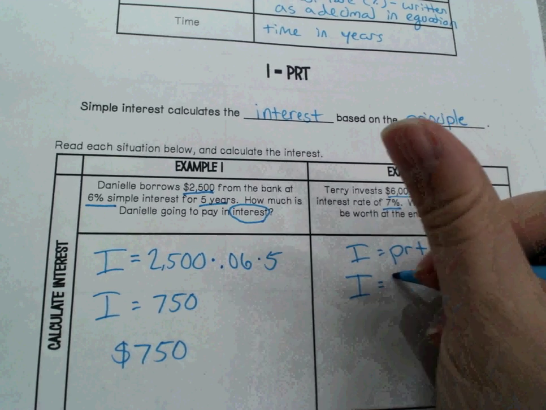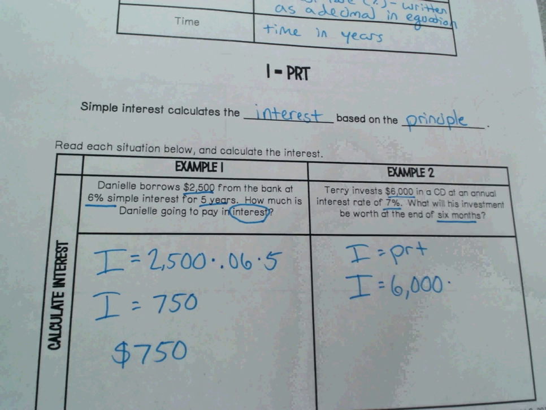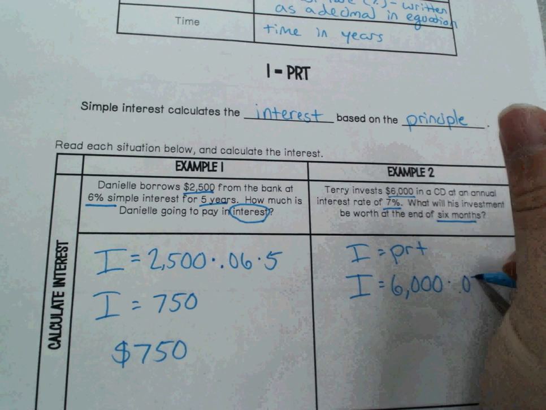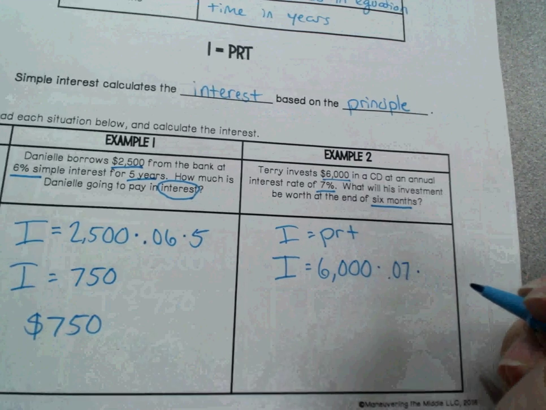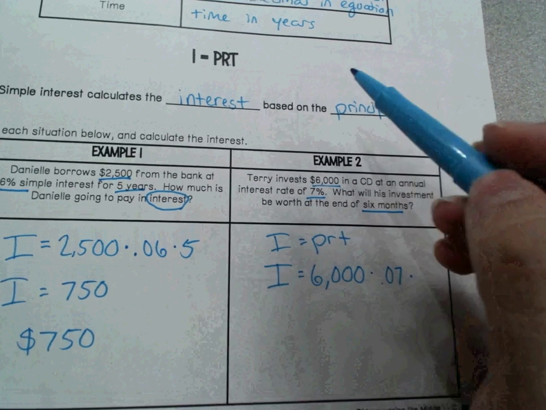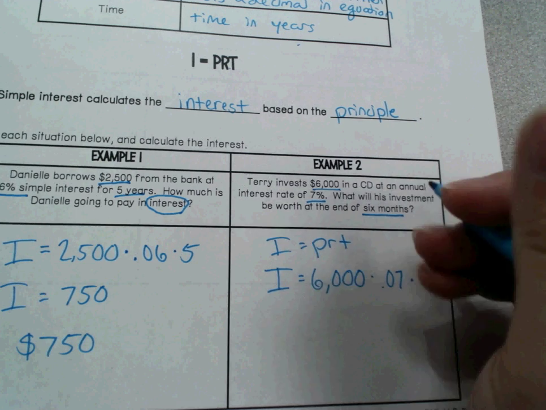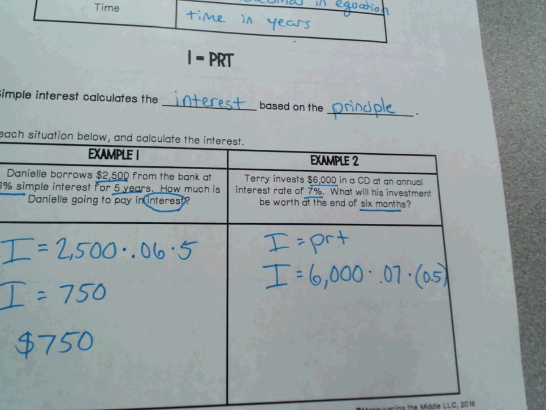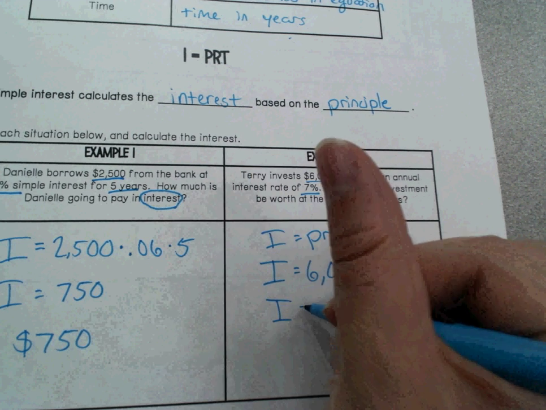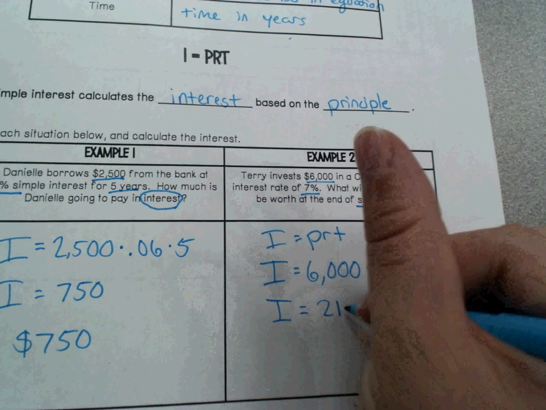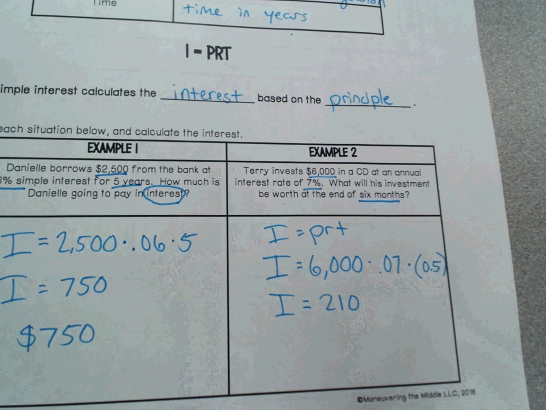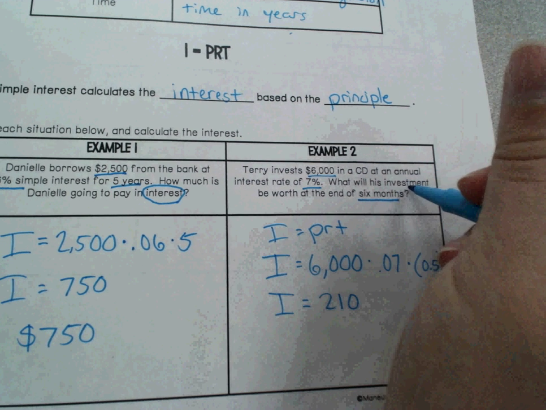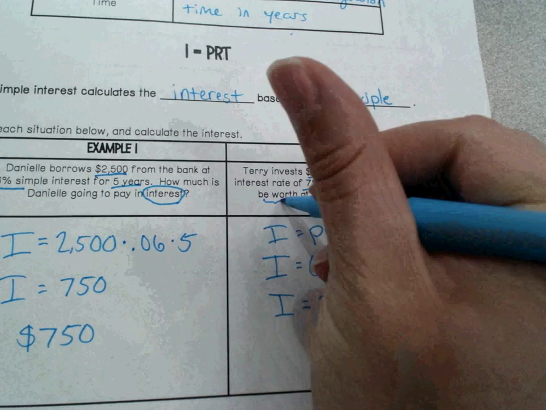P, the principal, how much it started at, is 6,000, times the rate, R, which is 7%, so 0.07 as a decimal, times the time. Remember, the time is always in years. That's important because in this case, 6 months is half a year, so we have to use 0.5. Then just go ahead and multiply all those together, use a calculator. We end up getting $210. So that's how much interest he's accumulated. Now, notice it says, what will his investment be worth?